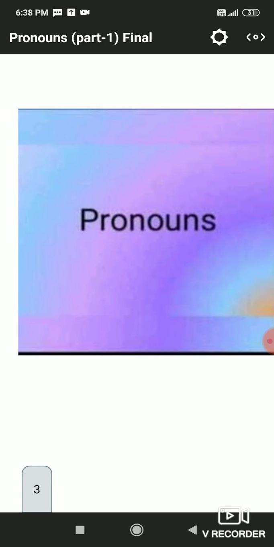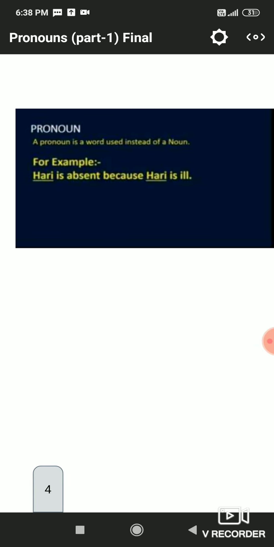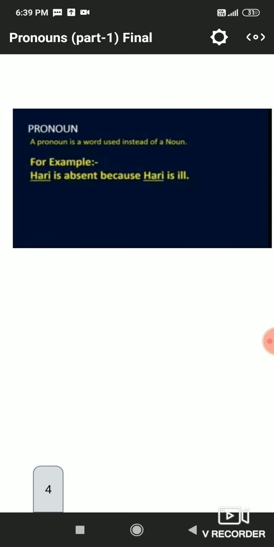And pronouns, as the name makes it clear to you, is related to nouns, which you can easily remember. So let us read the definition. A pronoun is a word used instead of a noun. The words which are used in place of a noun or instead of a noun are called pronouns.